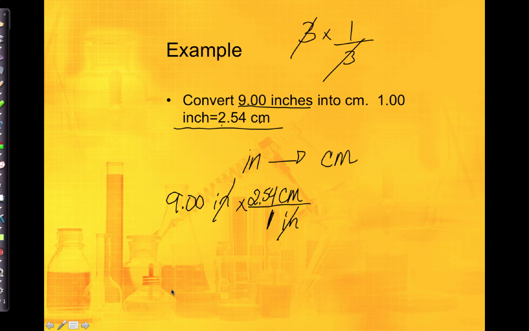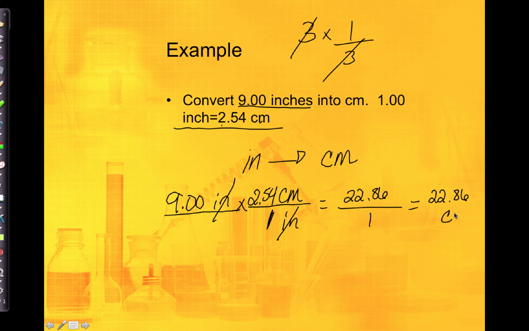Okay, now numbers on the top get multiplied, numbers on the bottom get divided. So what you do is you're going to take all the numbers on the top, multiply them together. So 9 times 2.54 equals 22.86 divided by 1. So take all the top numbers, multiply those together, take all the bottom numbers, multiply those together, and then divide at the end.